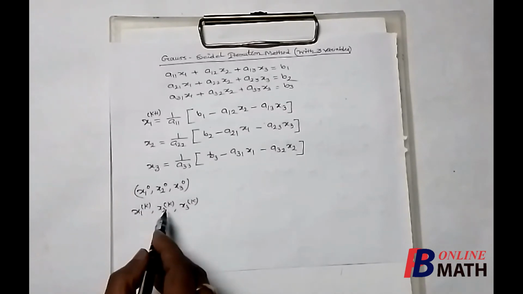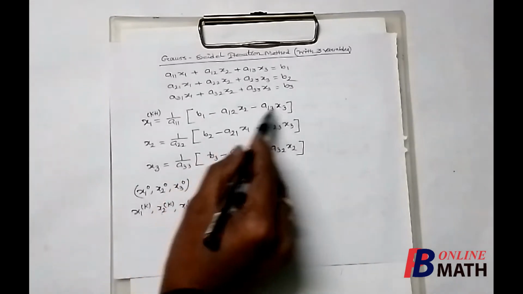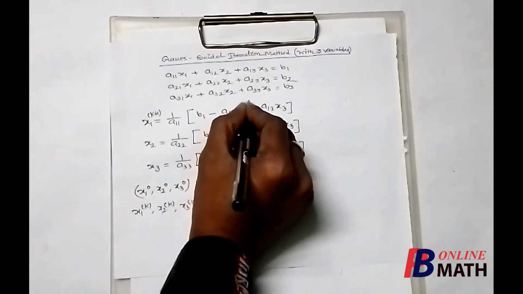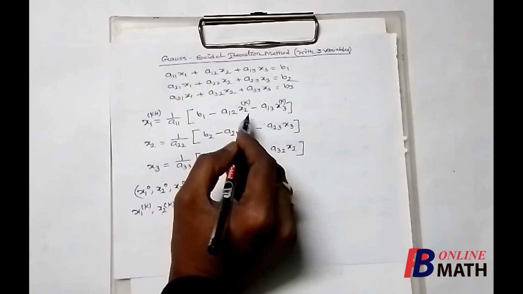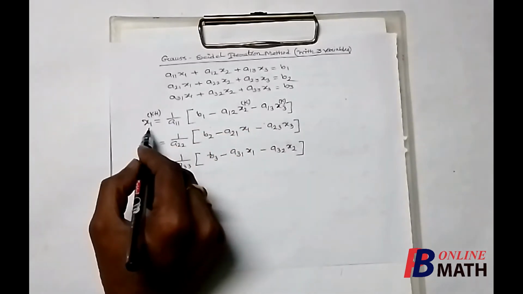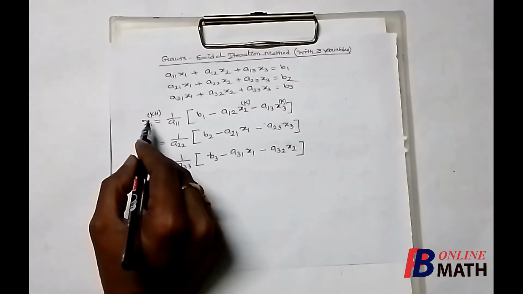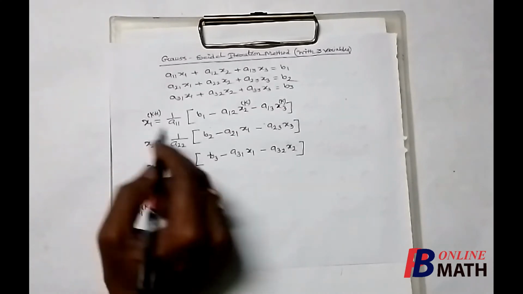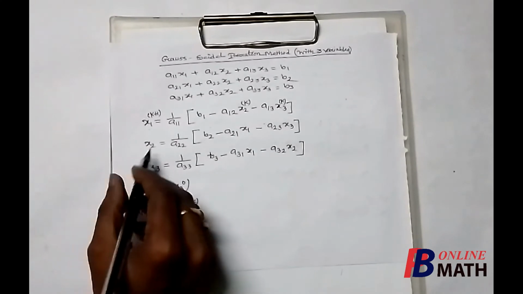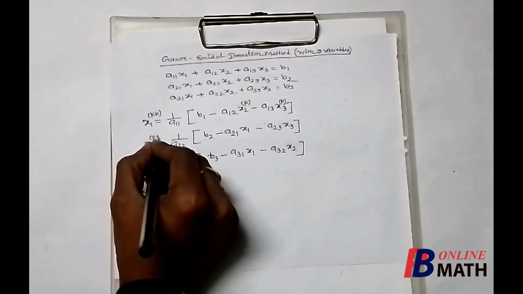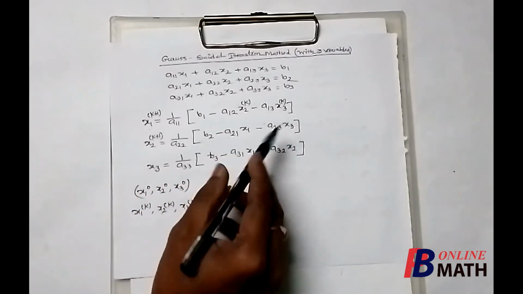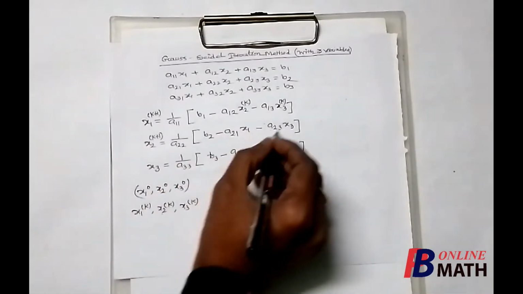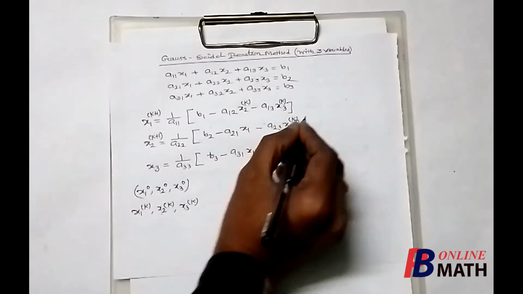So if we put the kth approximations of x2 and x3 in the first equation, then we shall get one new approximation of x1, which will be the k plus 1th approximation of x1. Next, we want to calculate the k plus 1th approximation of x2. In this case, we need the values of x1 and x3. We have the kth approximation of x3, so we put the kth approximation of x3.